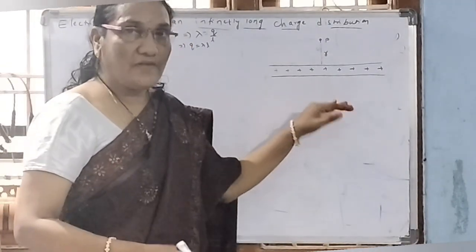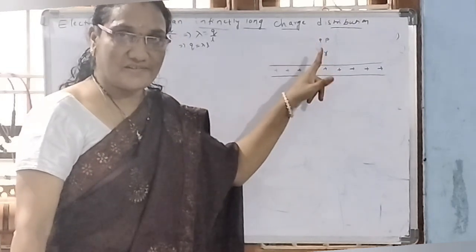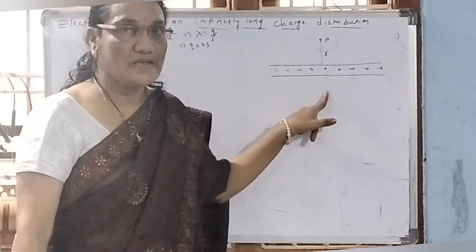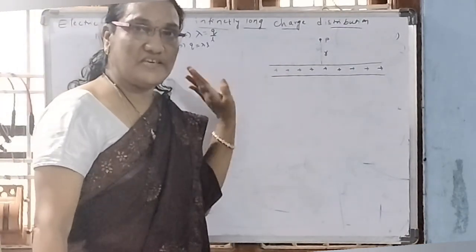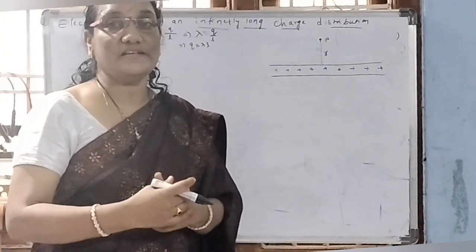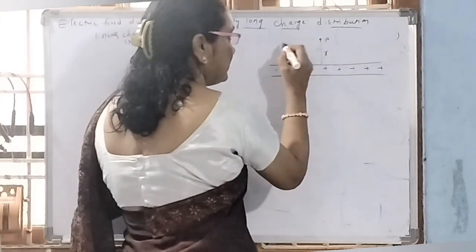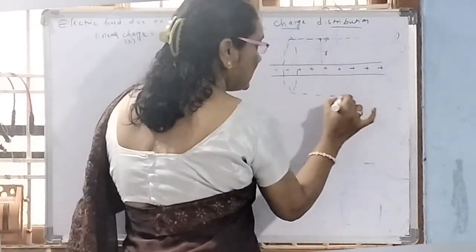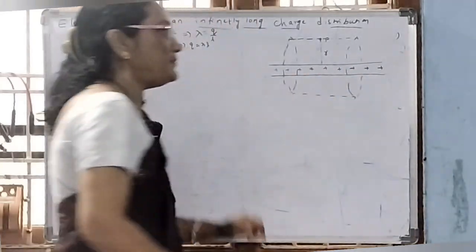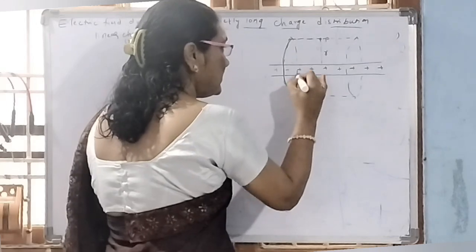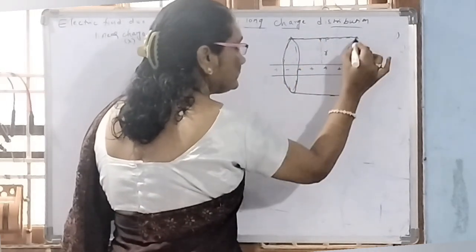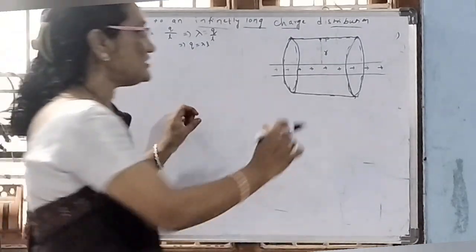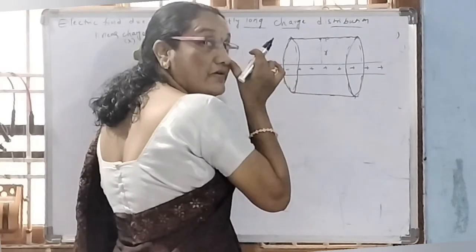Now, our intention is to find the electric field intensity at point P, which is at a distance R from this line charge. Now, as this charge is distributed uniformly, let us construct a Gaussian cylinder, a Gaussian cylinder passing through the point P. On this cylinder, these are curved surfaces and these are flat surfaces.